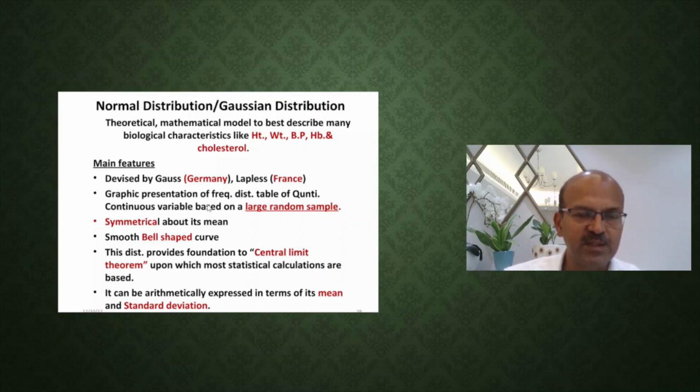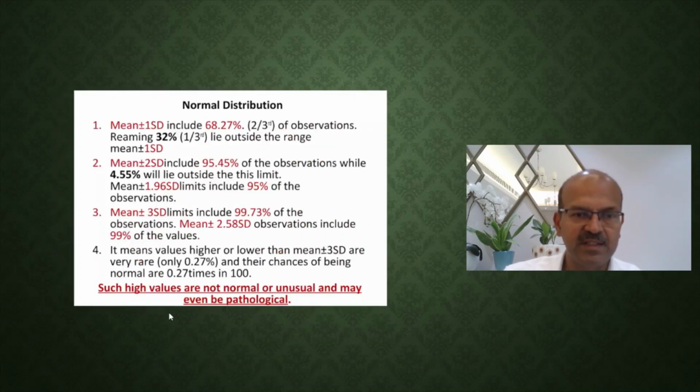It is a graphic presentation of the frequency distribution. It's symmetrical about its mean. It's a smooth bell-shaped curve. The distribution provides a foundation to the central limit theorem, and you can also express it by mean and standard deviation as well.